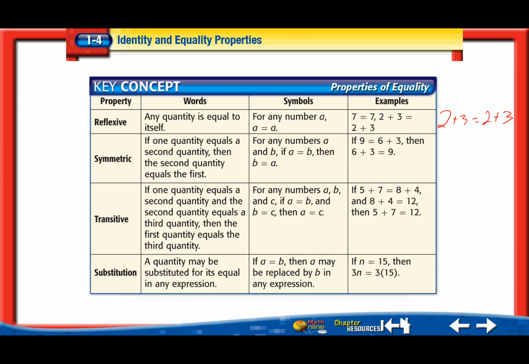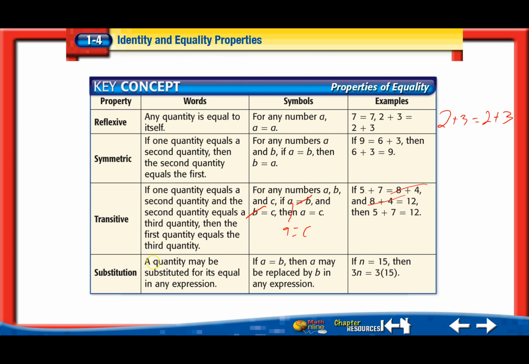Transitive. This is the one we use more often. If one quantity equals a second quantity, and the second quantity equals a third quantity, then the first quantity equals the third. So if a equals b and b equals c, then a equals c. I call it the cut out the middleman property. In numbers: 5 plus 7 equals 8 plus 4, and 8 plus 4 equals 12. Therefore, I can cut out the middleman of 8 plus 4 and say 5 plus 7 equals 12.